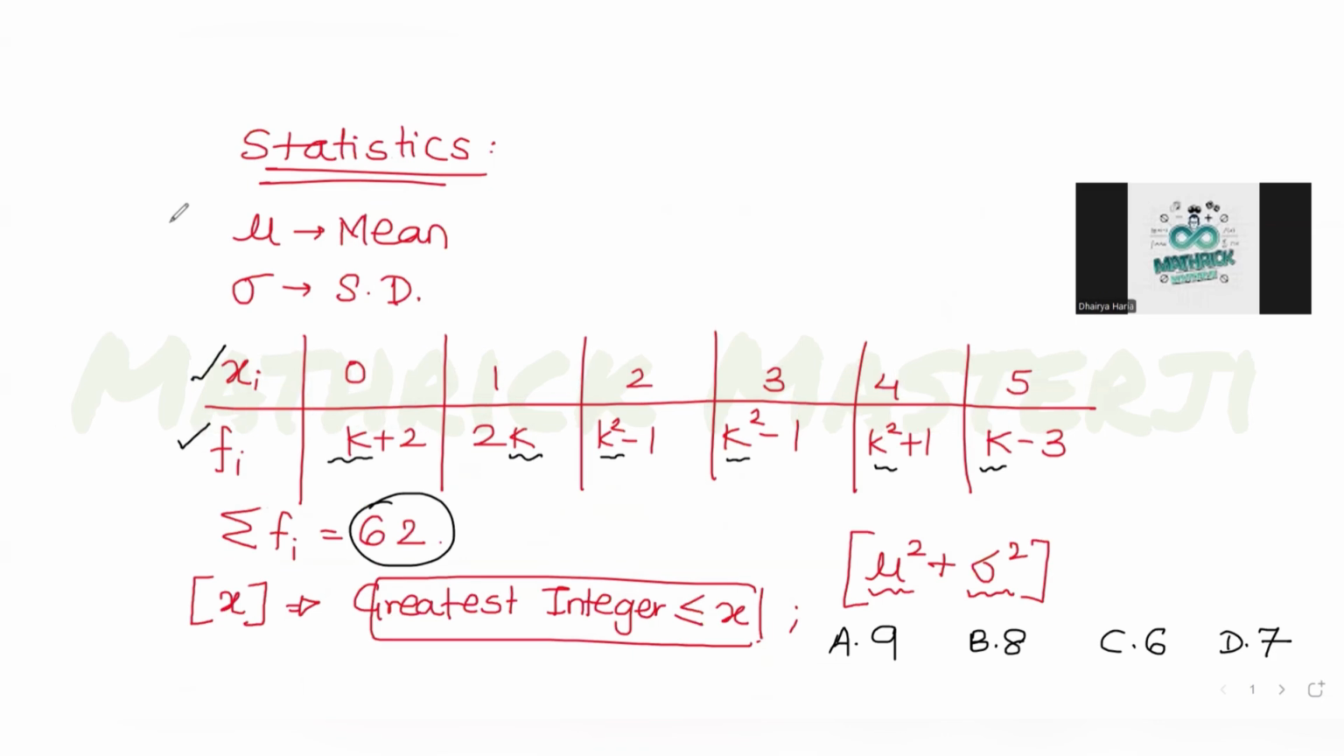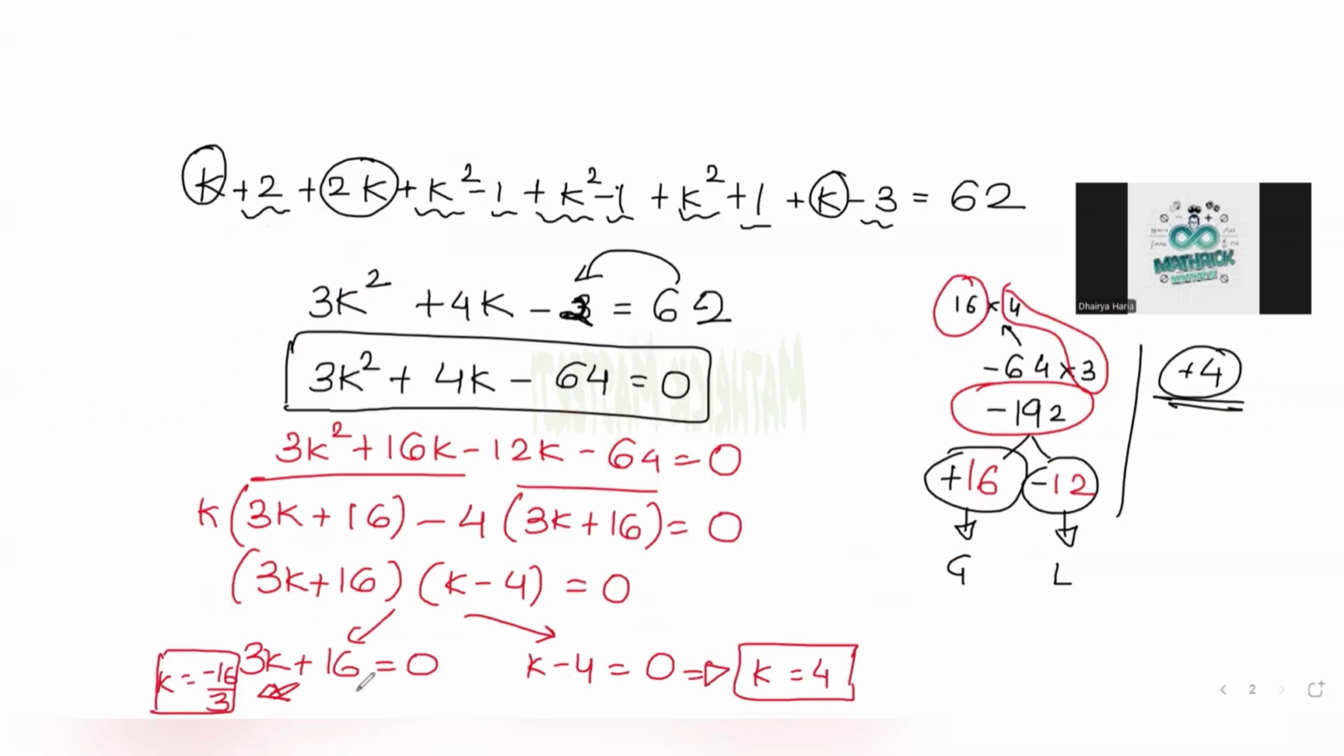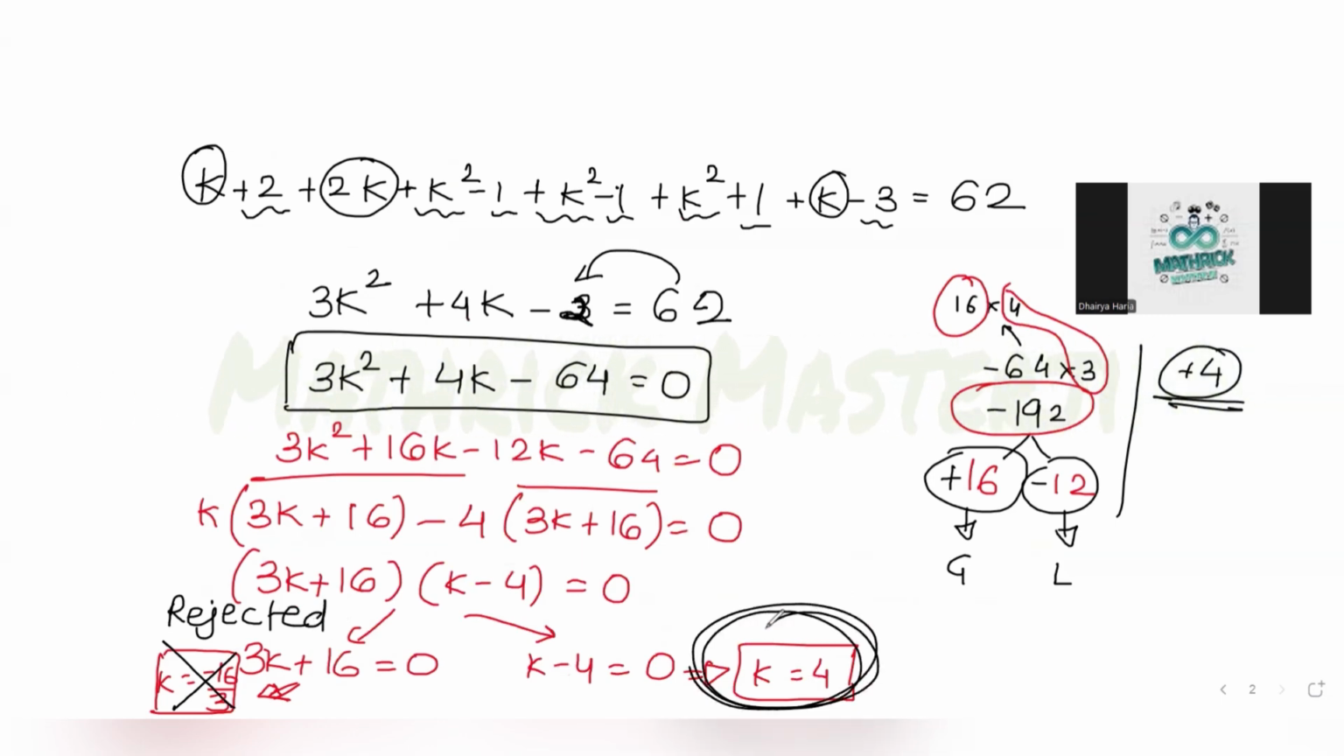But see, if I put k as negative 16 over 3 in this frequency table, 2 times minus 16 over 3 will make it minus 32 over 3, and frequencies are nothing but the number of times the terms are repeating. So it cannot be a negative thing. So k as minus 16 over 3 is not possible. So that's rejected, and that leaves me with only one value of k, and that's 4.